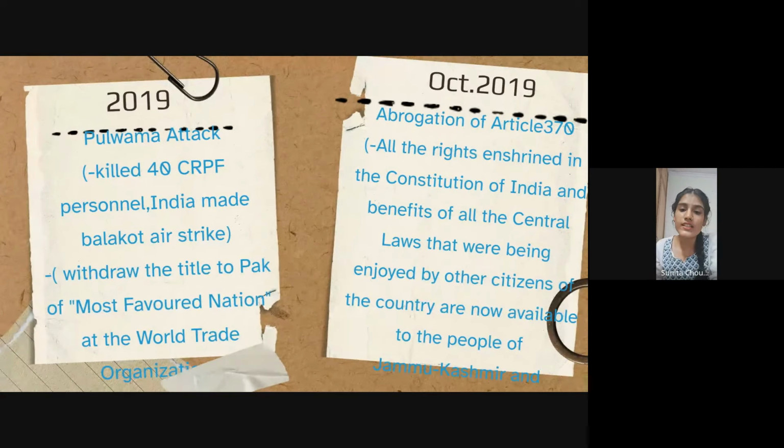Also, in the same year, 2019, the abrogation of Article 370 comes into the picture. And as per this article, all the rights enshrined in the Constitution of India, which were benefiting all the other states of India, were now enjoyed by the people of Jammu, Kashmir, and Ladakh.